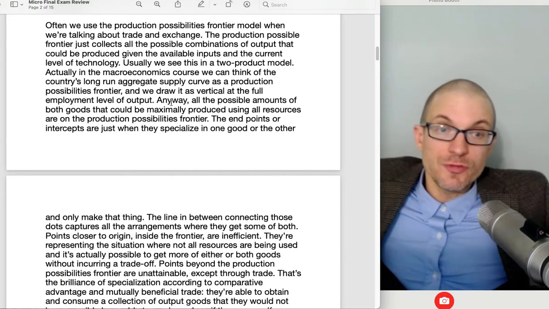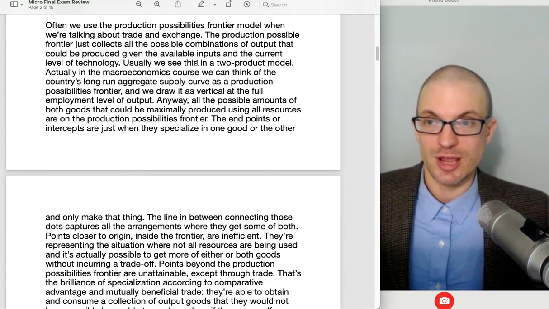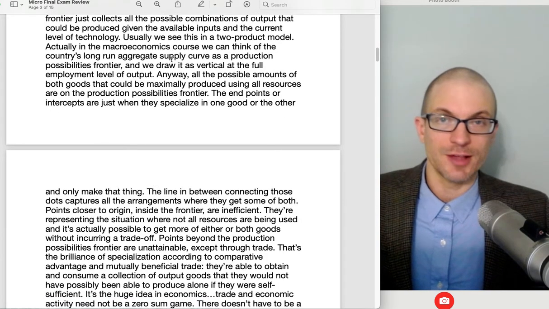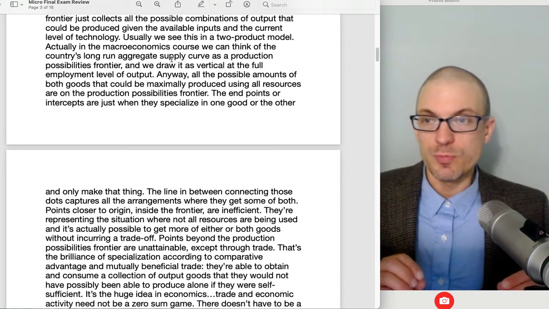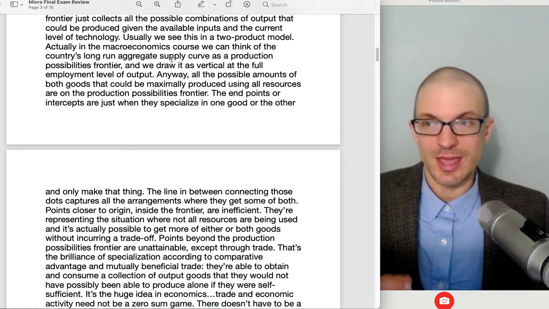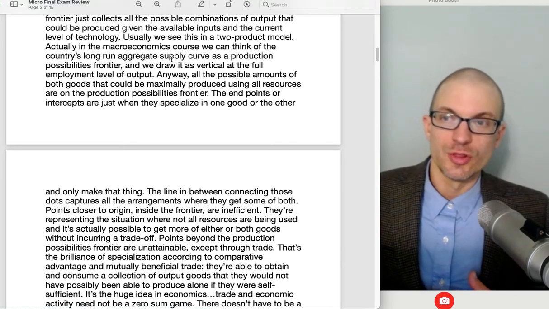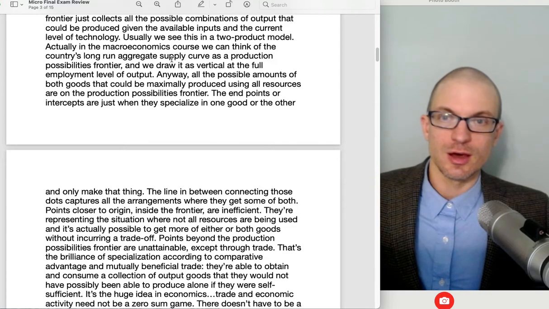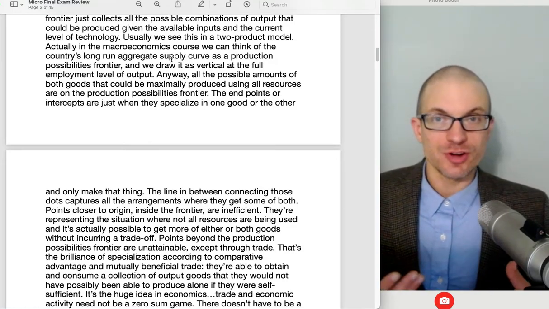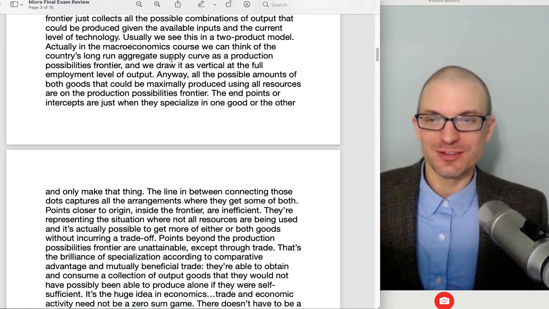Right, so often we do use the production possibilities frontier model when talking about trade and exchange. The production possibilities frontier is just going to collect all the possible combinations of output that could be produced using the available inputs and the current level of technology. Usually we see this in a two-product model, although actually in macroeconomics, you think of the country's long-run aggregate supply curve as a production possibilities frontier that's vertical at the level of full employment, right?